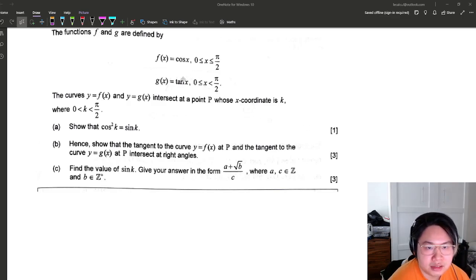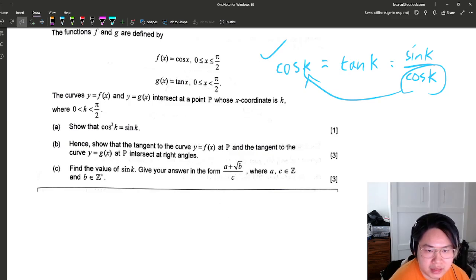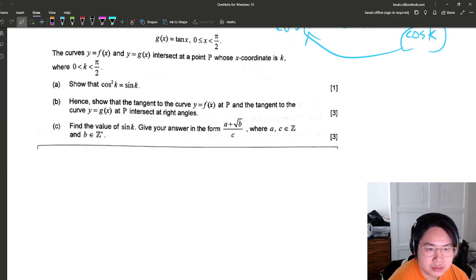Okay, what do we have? f and g are going to intersect at point P, with x coordinate k. Show this. When they intersect, these two values should be the same, right? And of course, tan k is sine k divided by cosine k. So just multiply this over here and then you're done.